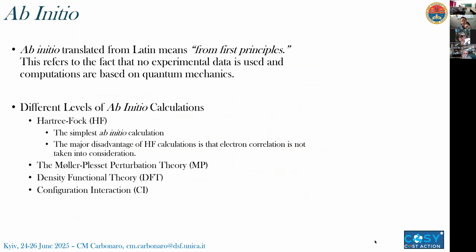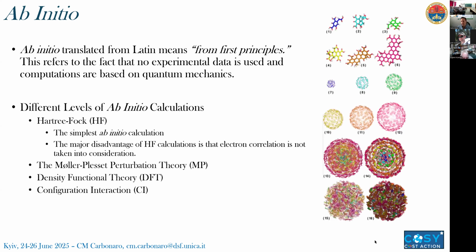So in the case of ab initio, we start from the very beginning by using a first principle approach. In that case, we do not use any experimental data. We can have different levels of ab initio calculations, like the Hartree-Fock. We have seen yesterday the presentation about that. We can have Moller-Plesset perturbation theory, density functional theory, which is the one that I usually use, and configuration interaction, in order to get different levels of accuracy in these systems, depending on the complexity of the system, on the accuracy and the property we want to look at.